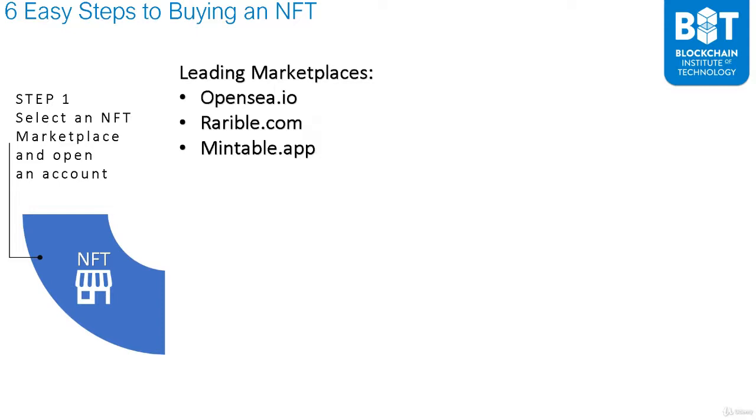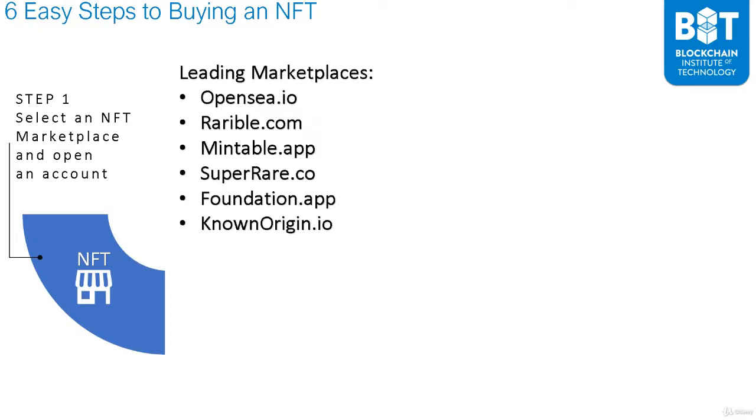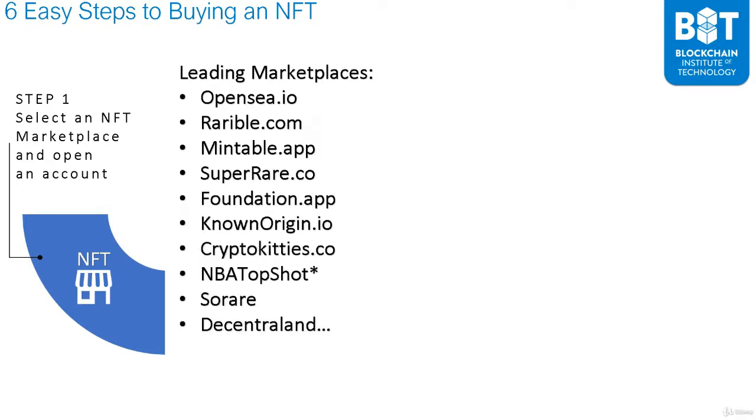Now, this is not the only marketplaces available. In fact, there are many others. There's Super Rare, there's Foundation, there's Known Origin. All of these are popular places where you can actually buy NFTs. There are also opportunities where you can buy NFTs of other kinds. So for example, pre-made NFTs such as CryptoKitties, or NBA Top Shot, which actually has the leading events from the NBA players. All of these are opportunities for you to buy NFTs, and these are all marketplaces where you would go, you open up your account.